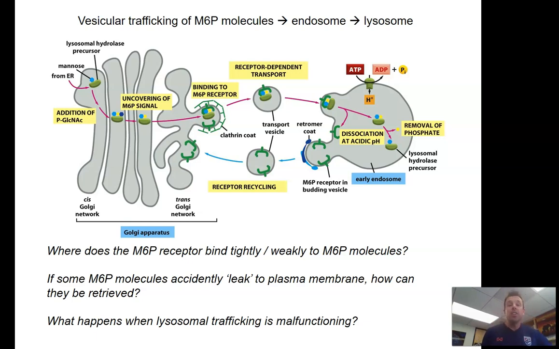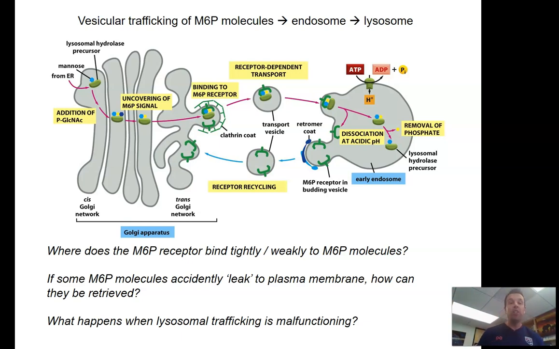Well, the key here is that some of the M6P receptors are accidentally leaked to the membrane as well. So there's a lot of empty M6P receptors on the outside of the plasma membrane, just waiting for some of those lysosomal enzymes to be released there, and then they grab them, and once they grab them, they will actually bring them through the endocytotic pathway to the endosome, so they can kind of retrieve those lost ones.